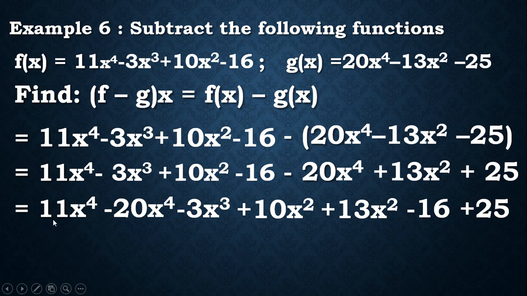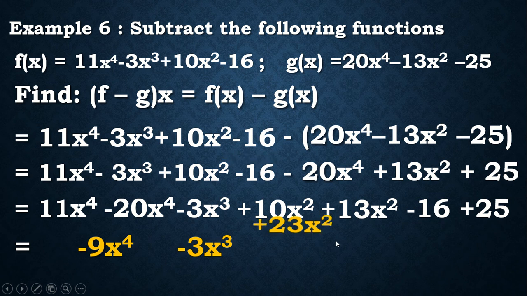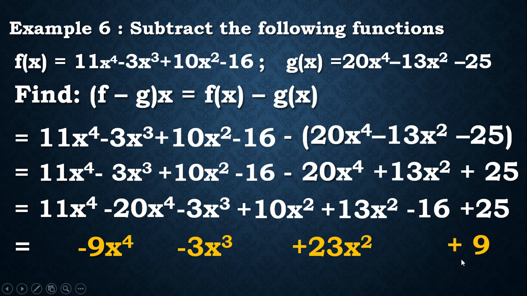And then we have to add this, 11x to the fourth minus 20x to the fourth. We'll have negative 9x to the fourth. And then we have to write negative 3x cubed. And then we have to combine this, 10x squared plus 13x squared, because they are like terms. We have plus 23x squared. And then we have to add this. Finally, we have positive 9. So our answer for example number 6 is negative 9x to the fourth minus 3x cubed plus 23x squared plus 9.